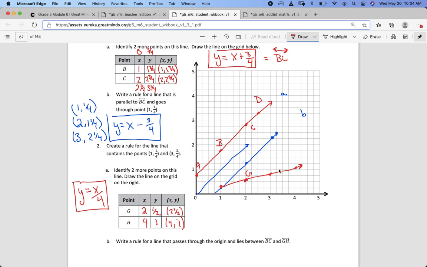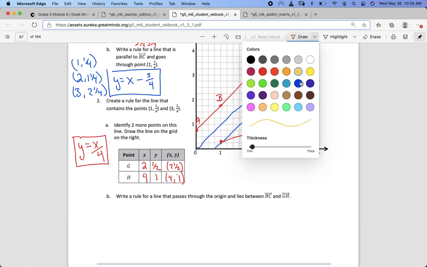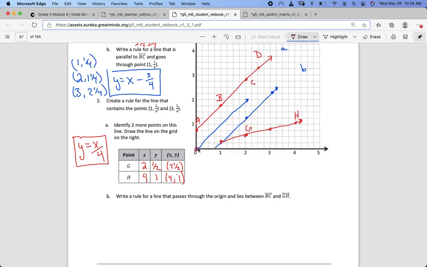Okay, there's G and H. We'll put here. Okay, write a rule for the line that passes through the origin. Okay, here's the origin. I'm going to switch colors again. Let's try purple. Here's the origin, and I'm going to erase that XY line because we didn't use it for anything. Write a rule for a line that passes through the origin and lies between BC and GH, between them.